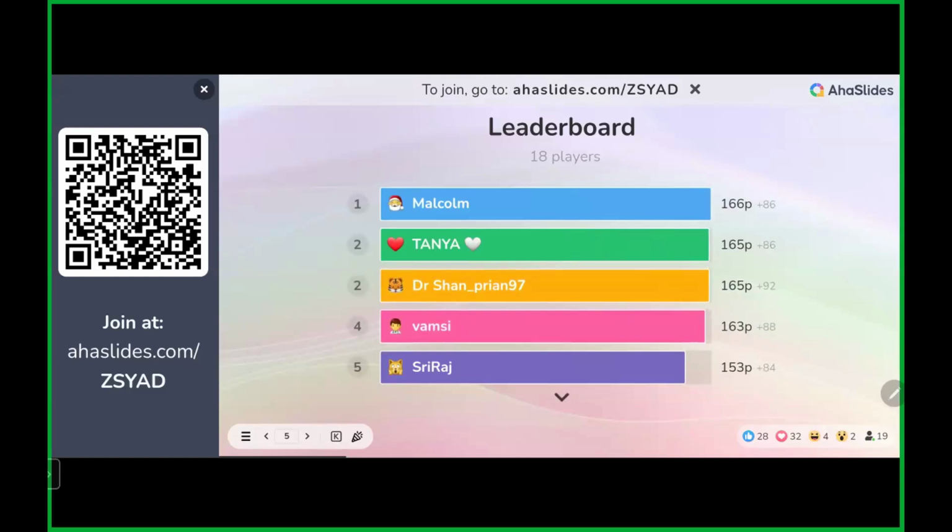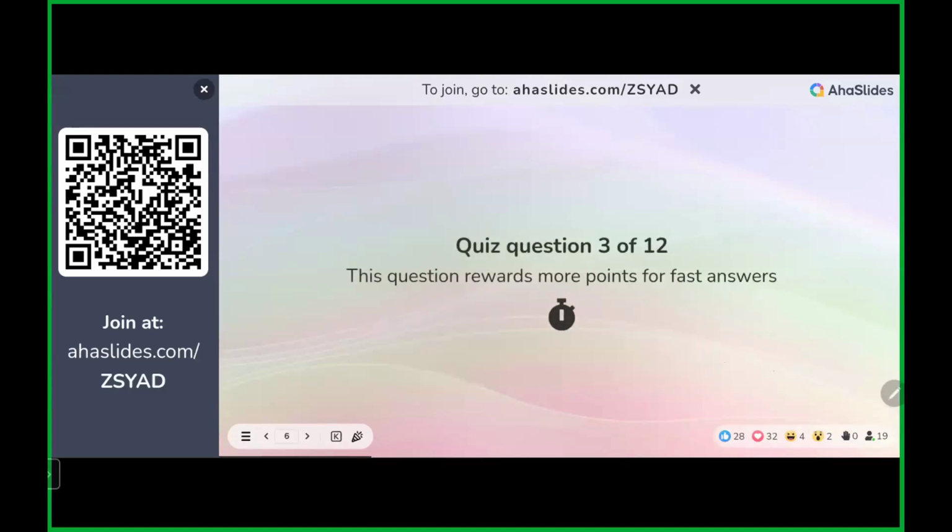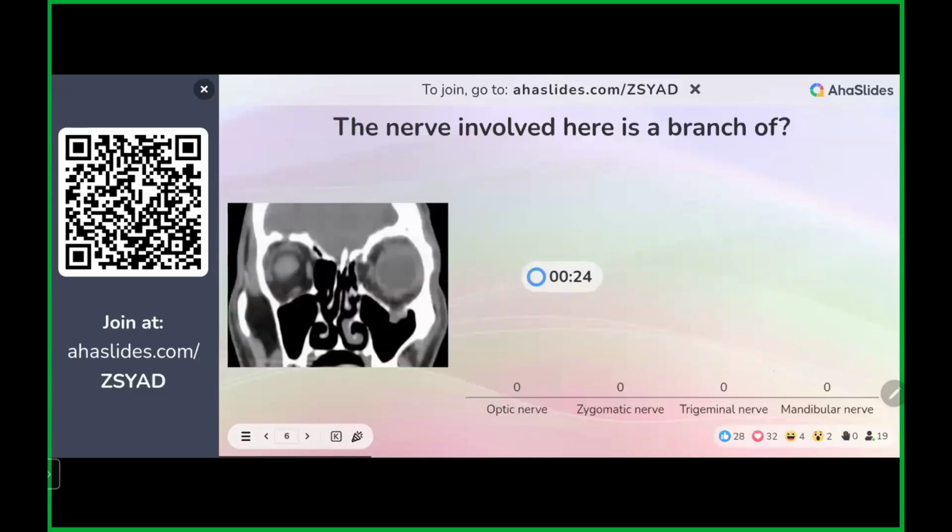Here we have Malcolm leading, followed by Tanya, Dr. Shanpriyan, and Vamshi. And at the fifth place, we have Sriraj. Wonderful. Let's see who's going to be the next top. Okay, moving on to the third question.